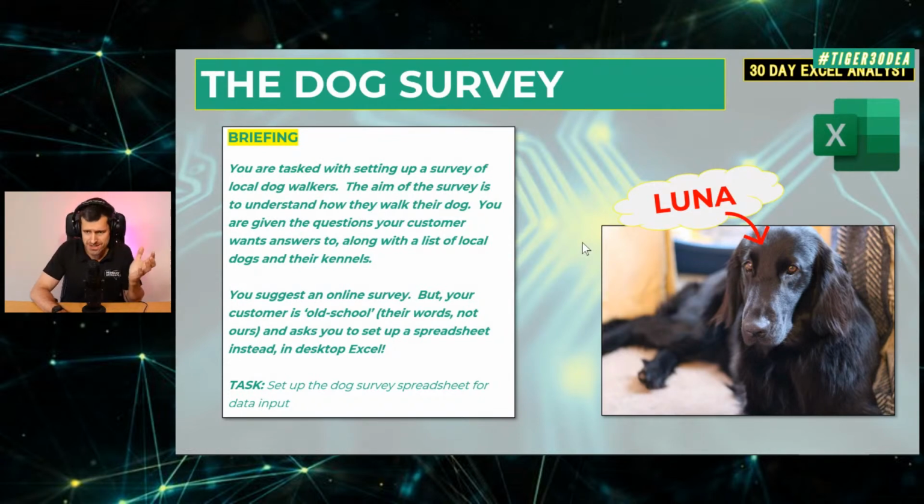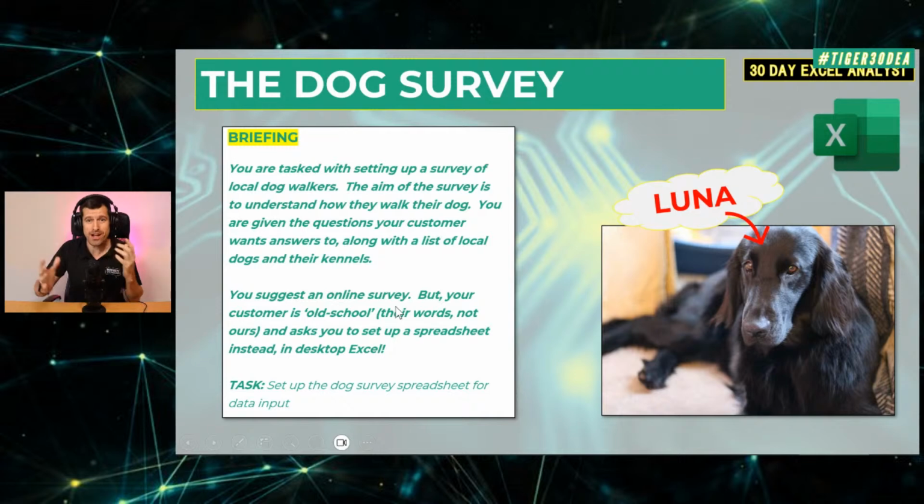So what are we working on today? We always like to give ourselves a real world focus. This is an applied course or a task similar to what I do day in, day out in my Excel development work here at Tiger Spreadsheet Solutions. So our task here, you are tasked with setting up a survey of local dog walkers. There's many in my village. It's a big community. The aim of the survey is to understand how they walk their dog. You are given the questions your customer wants to answer, along with a list of local dogs and their kennels.